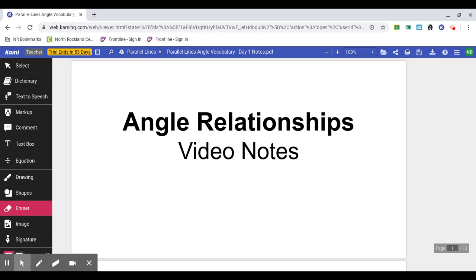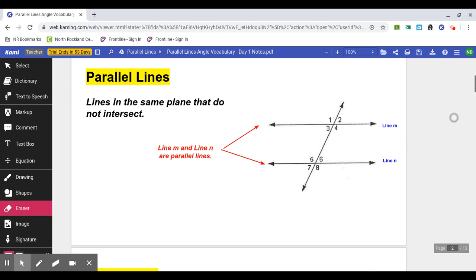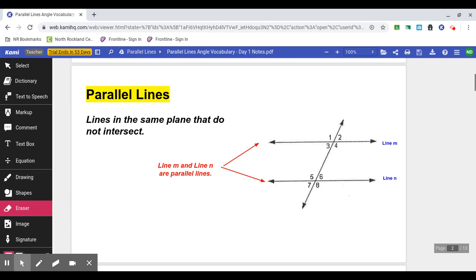But for the first couple days of this unit, we're really just going to take the time to go through the vocab words, look at the definitions, and a bunch of examples. All right, so let's look at our first vocabulary word. Our first vocabulary word is parallel lines.